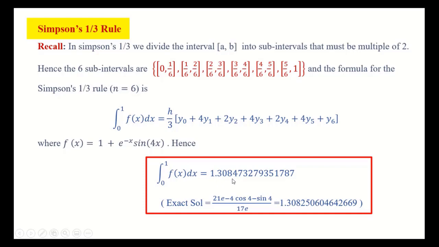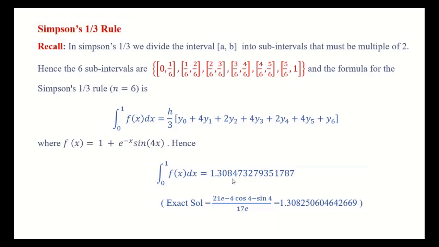So it is more accurate as compared to the trapezoidal rule, but in Weddle's rule you have an approximation up to 4 decimal places. So again we can say that Weddle's rule is better as compared to the Simpson's 1 by 3 rule.